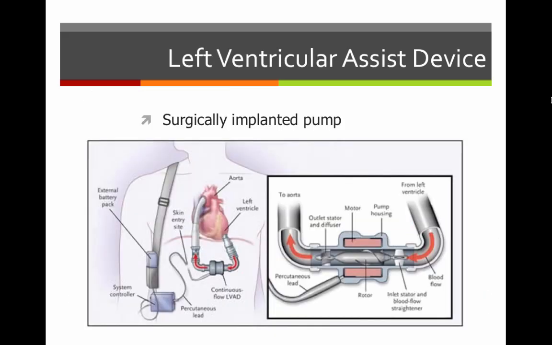The last thing we'll talk about here is a left ventricular assist device, or LVAD, which is a surgically implanted pump that connects your left ventricle to the aorta. So this is for patients with complete heart failure. It's a bridging device, so they're waiting on heart transplants or other interventions.